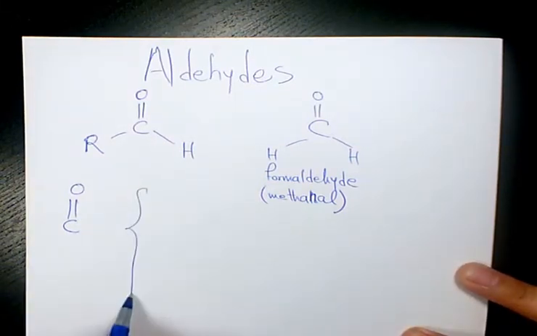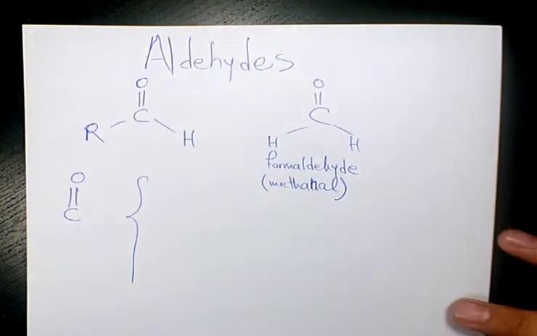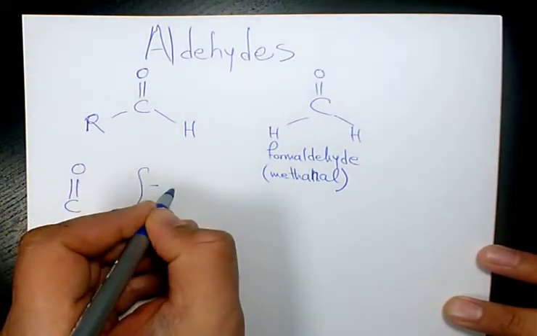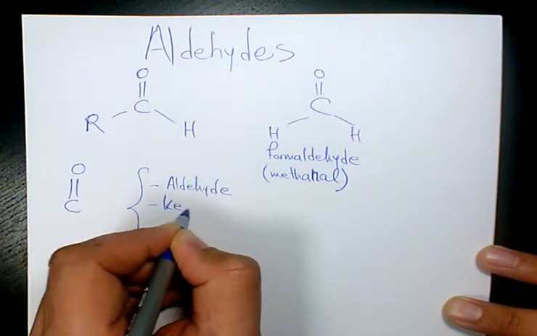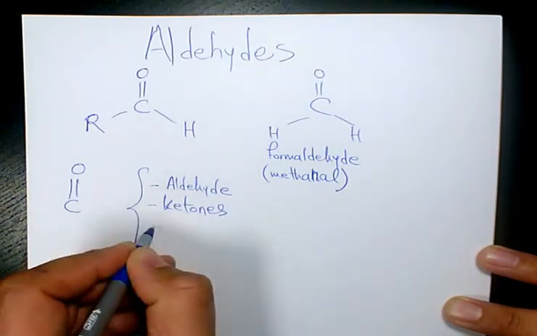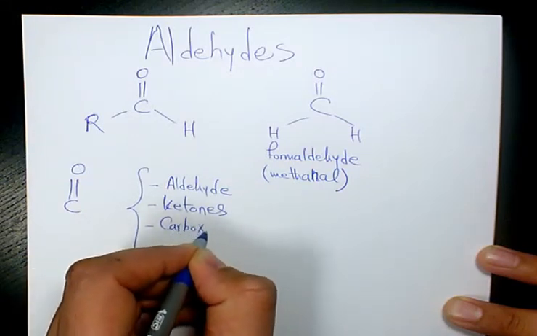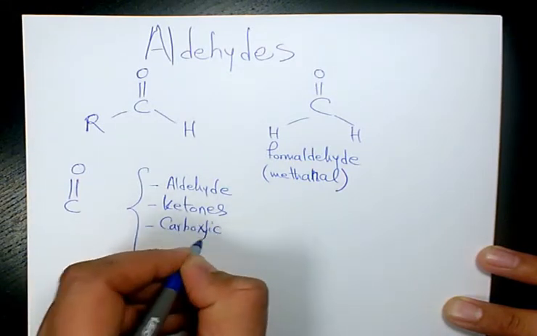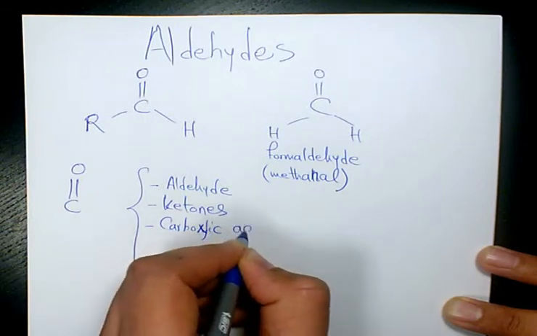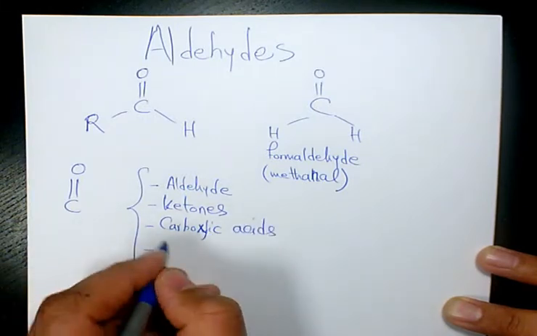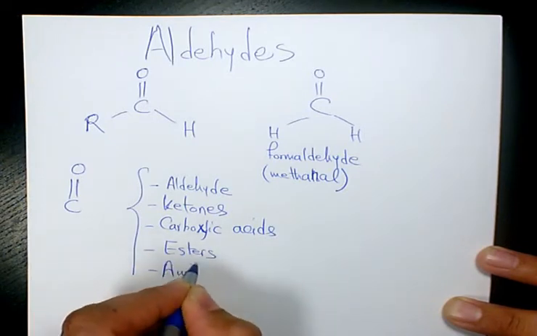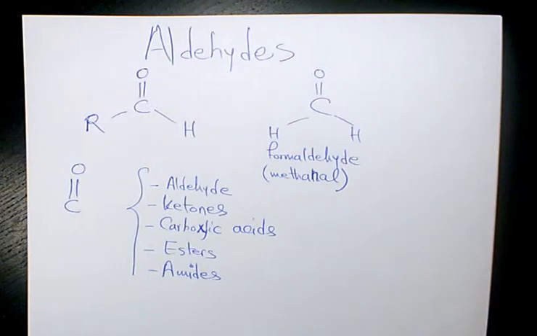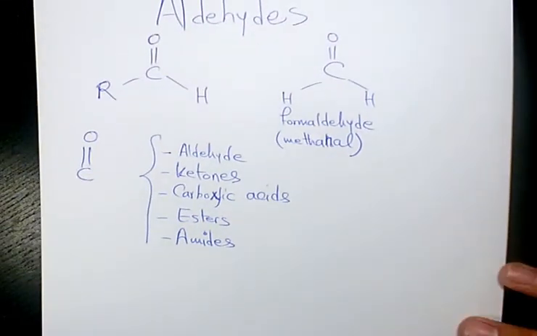Some of the families in organic chemistry contain the carbonyl group. One of them is aldehyde. We have ketones, carboxylic acids, esters, and amides. These five families contain the carbonyl group. So I'm just going to talk about naming aldehydes.